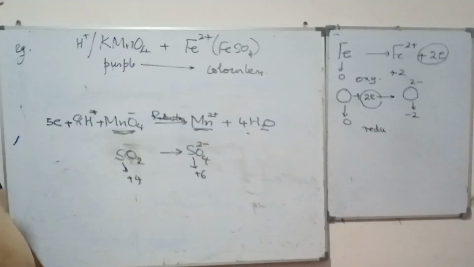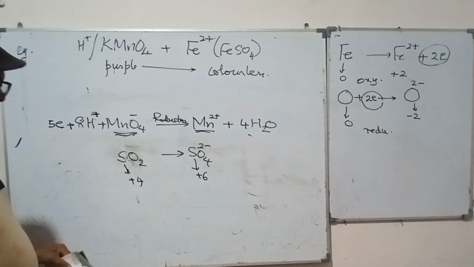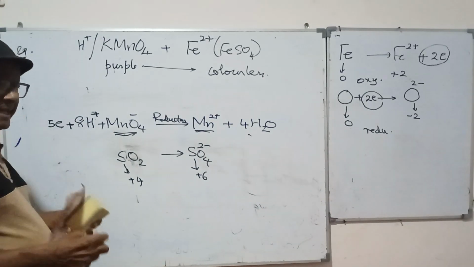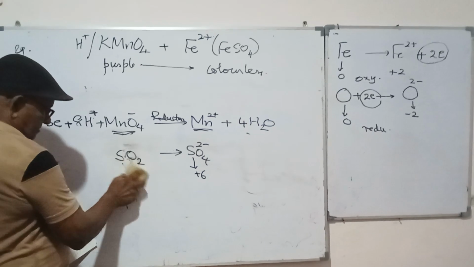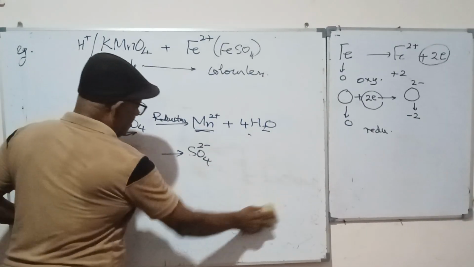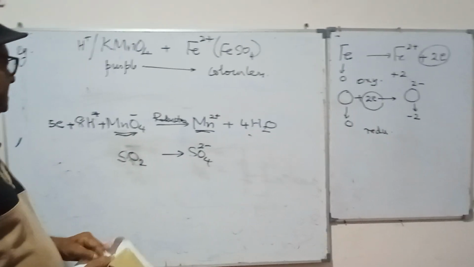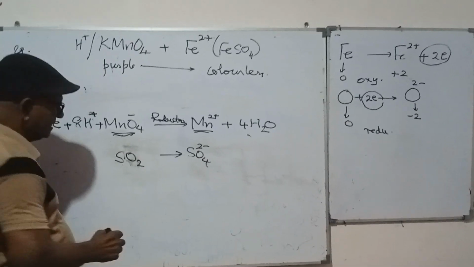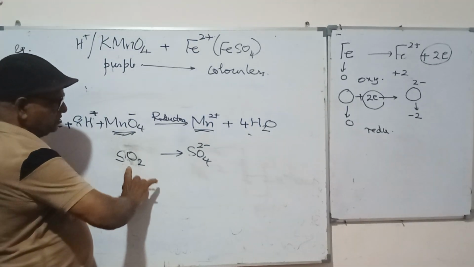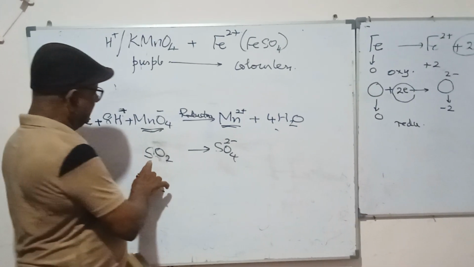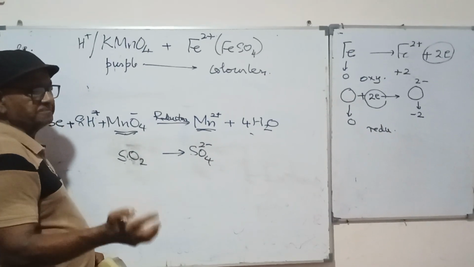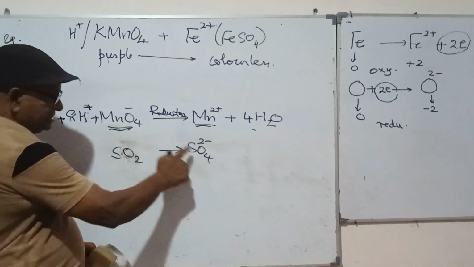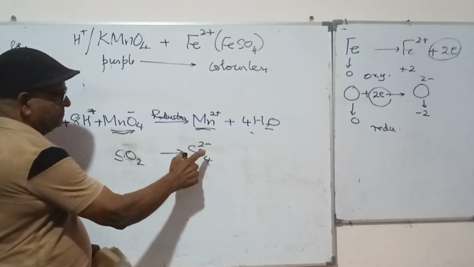So it is the oxidation of SO2, converting SO2 to SO4 2 minus. Then shall we go to obtain the balanced oxidation half reaction? So what should be done first? Elements should be balanced. Sulfur, 1 atom. Sulfur is balanced. Oxygen, 2. But this side has how many oxygen? 4.